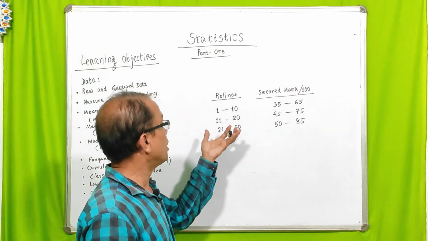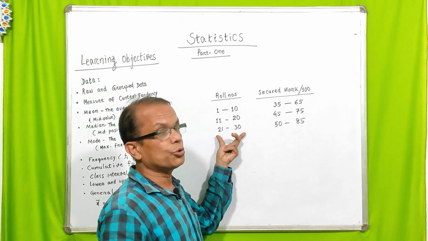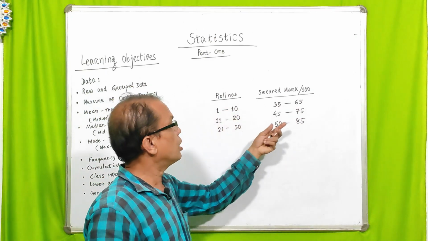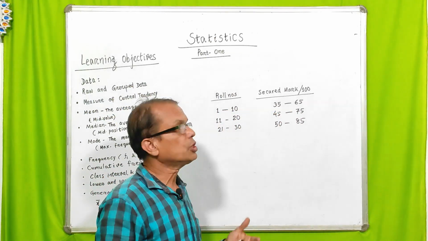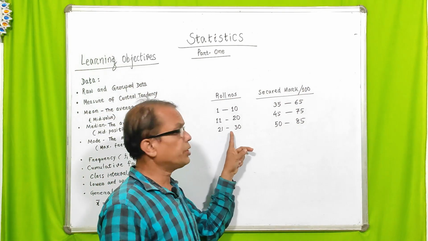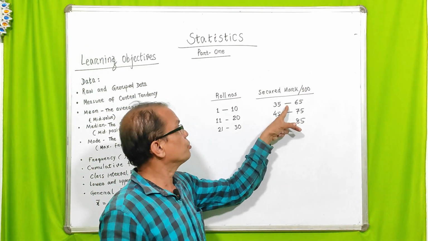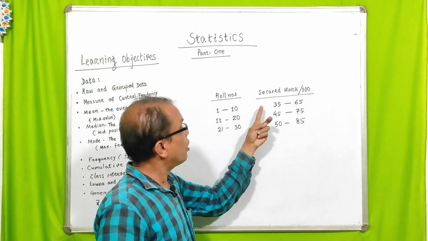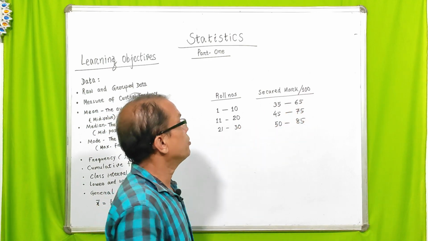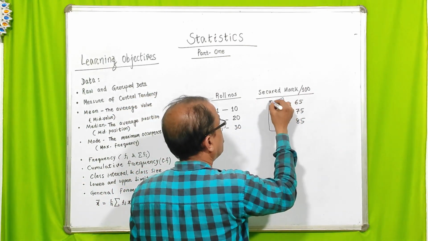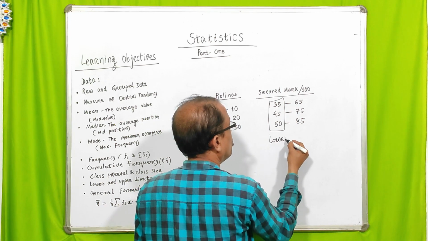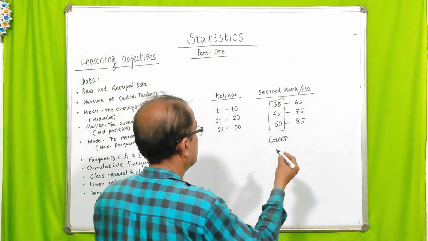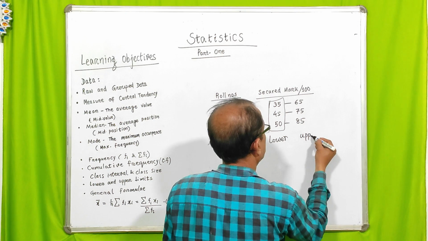So, we have an assumption that students in this group 21 to 30 have secured more marks, and students in this group have secured comparatively less. But there are students in this group who secured less than students in the other group, because the maximum mark in this section is 65 and the minimum here is 50. So, what are these numbers 35 to 65? These values are said to be the lower limits or lower values, and the other ones are the upper limits.